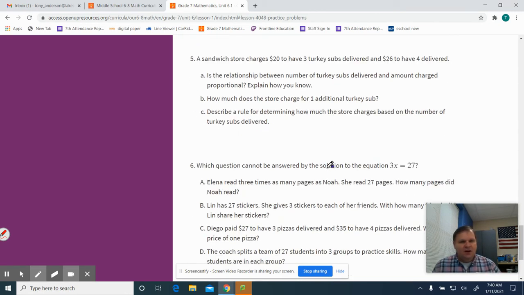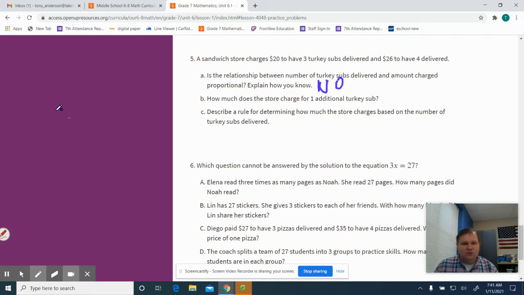Okay. On number 5, we're looking for proportional relationships. Is this proportional? Well, if I find this, I would find out that it's $66.67 per sub if they have this one, and it's $6.50 per sub if they have this one. Since those two numbers are different, they're not proportional, so this one is not a proportional relationship.